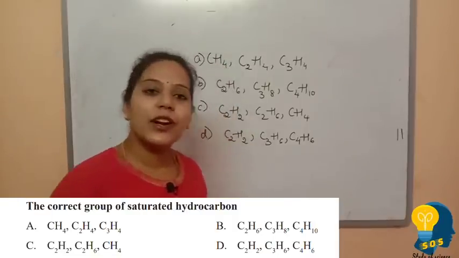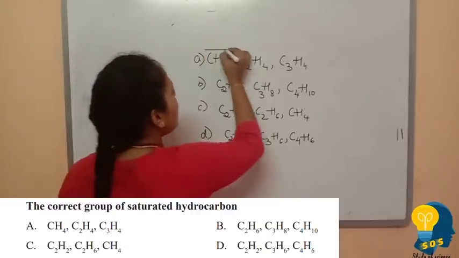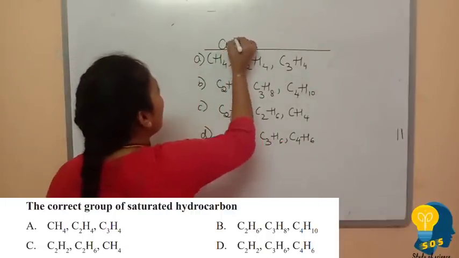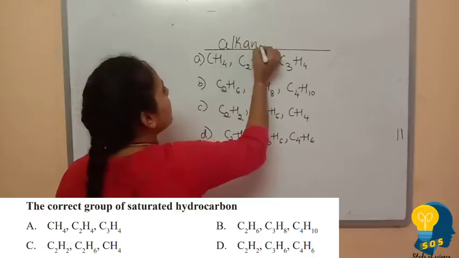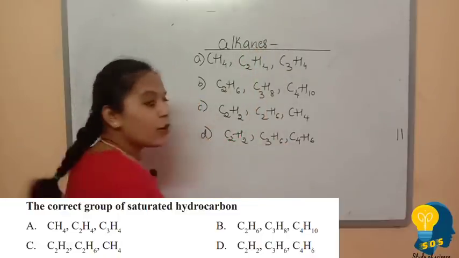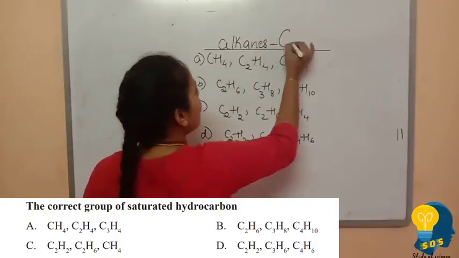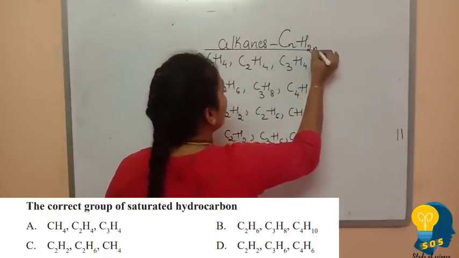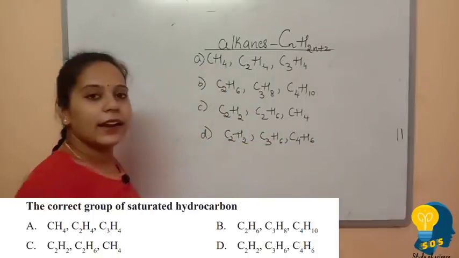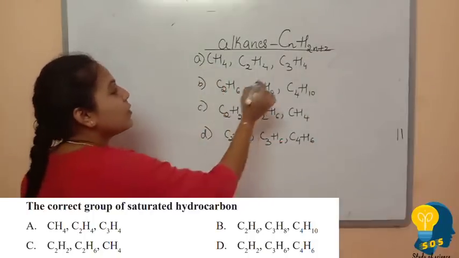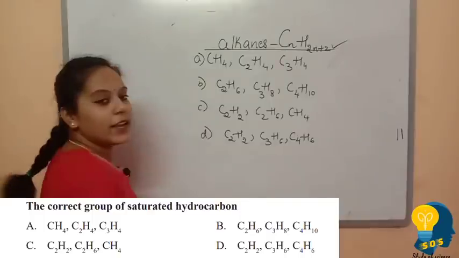What is meant by saturated hydrocarbons? Saturated hydrocarbons are nothing but the alkanes. Yesterday in the carbon compounds multiple choice question video also I told about this. The alkanes' general formula is CnH2n+2. This is the correct formula for alkanes. So by using this formula, you can solve these choices.